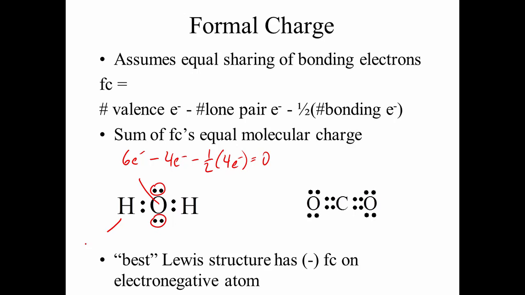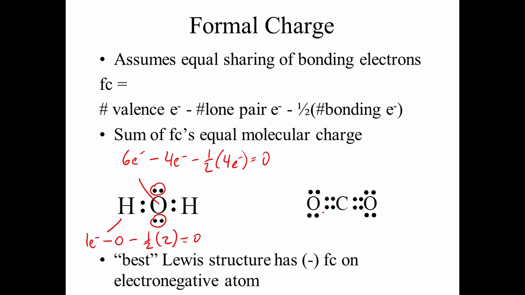Let's look at the hydrogen. Hydrogen has 1 valence electron from the periodic table. There are no lone pairs, and there is 1 bonding pair, so half of 2 bonding electrons. So 1 minus 1 equals 0. So the formal charge on each hydrogen is 0. 0 plus 0, the total charge is 0. So that works for water.